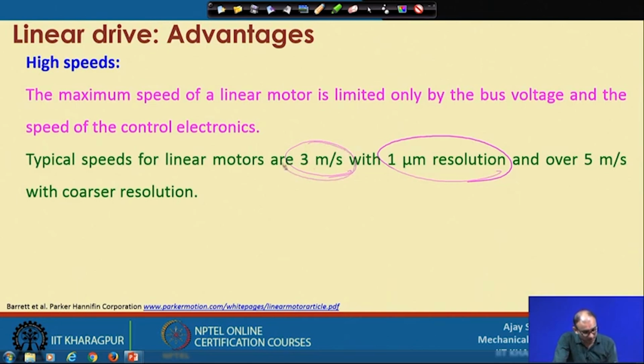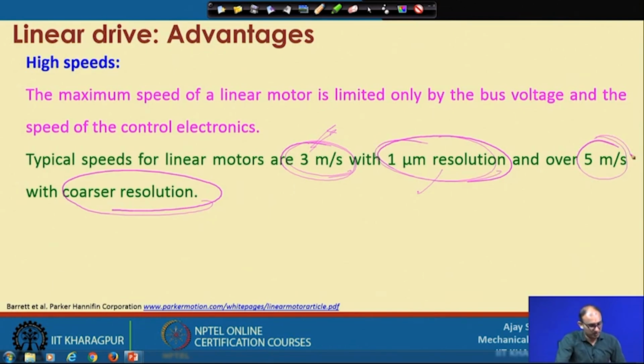If your speed is 3 meter per second, you can get a 1 micron resolution, but if you increase your speed, then similarly you have to increase the electronics for the resolution or the encoder also. That is very difficult. So, by increasing the speed, you have to use the coarser resolution. Instead of 1 micron you can go with 5 micron or 10 micron, then you can go with very high speed. That is one of the ways you can compromise with respect to resolution if the primary criterion is the speed.